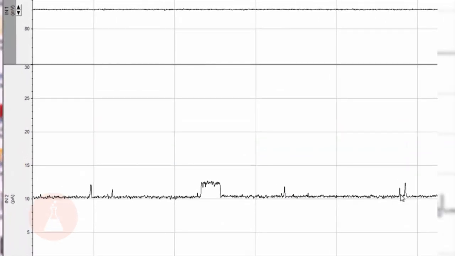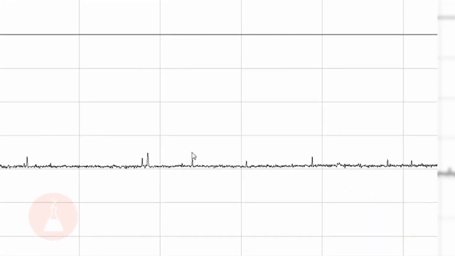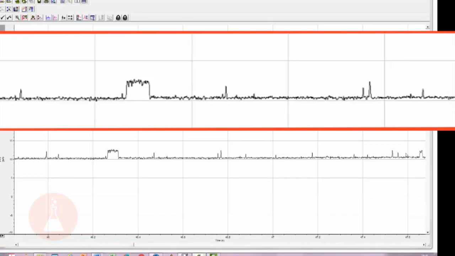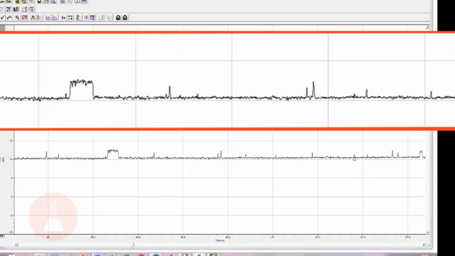Then, we see currents that are very brief. Since they are so brief, an impression is created that they do not have the same amplitude when in fact they do, but their shortness prevents us from recording their actual amplitude.